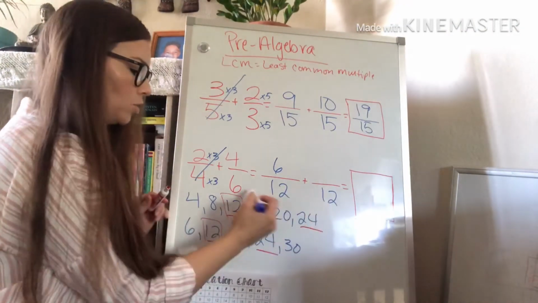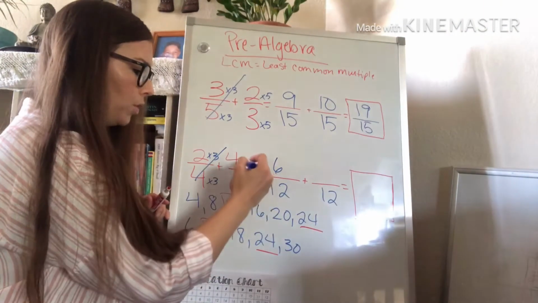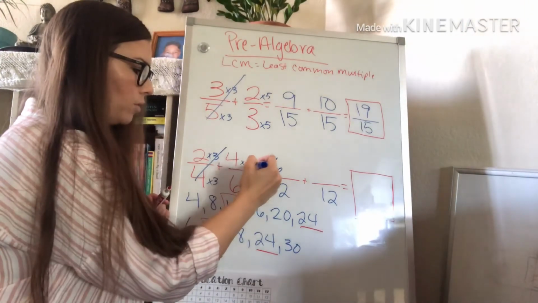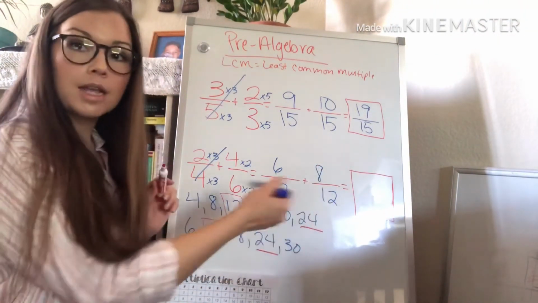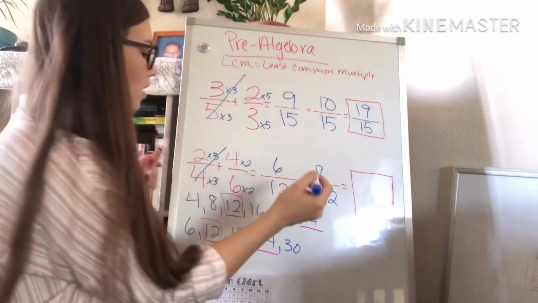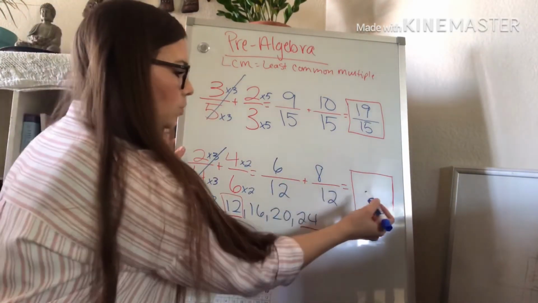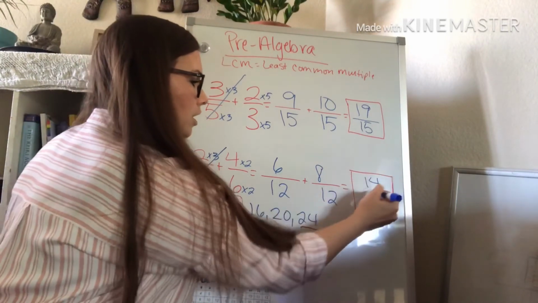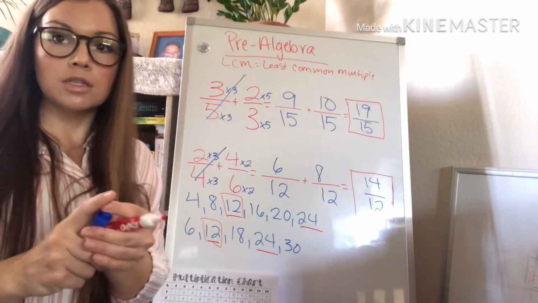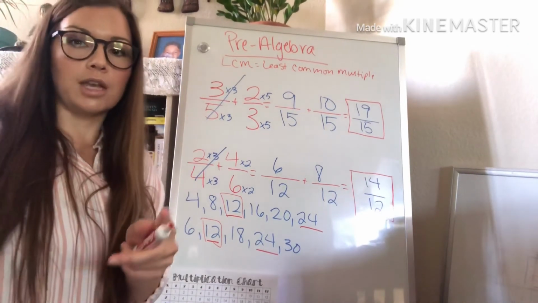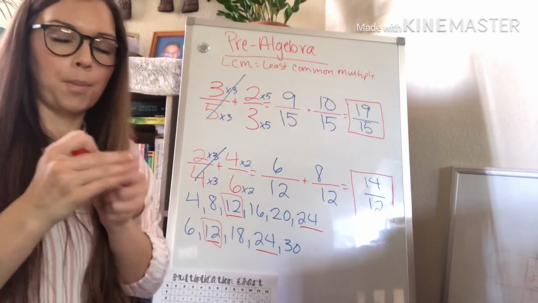How did I get from 6 to 12? I would have had to multiply by 2. So I do the same thing to the top. 4 times 2 is 8. So now I have 6 twelfths plus 8 twelfths, and I can add that because the denominators are the same. So 6 twelfths plus 8 twelfths is 14 twelfths. Okay, and like I said, don't worry about simplifying right now. I just want you to get down the process.